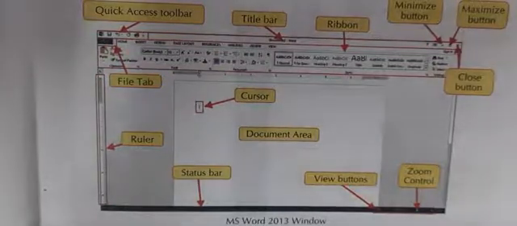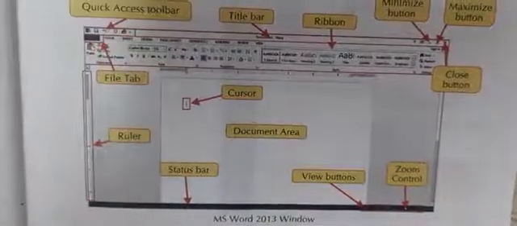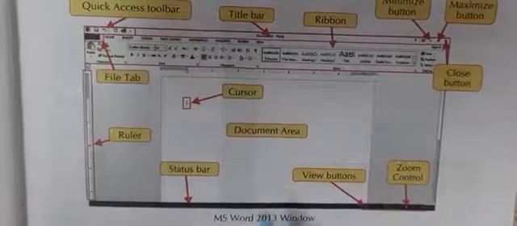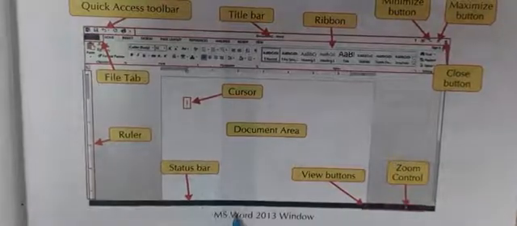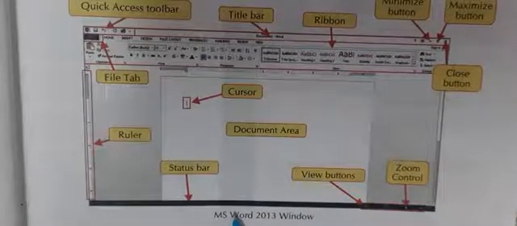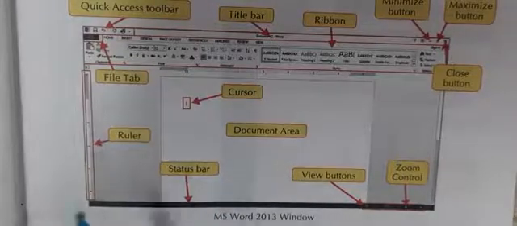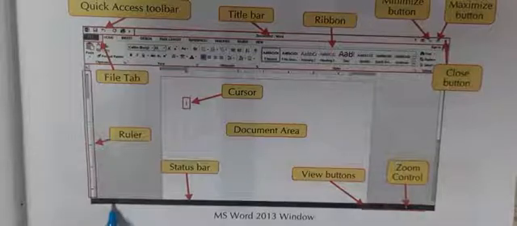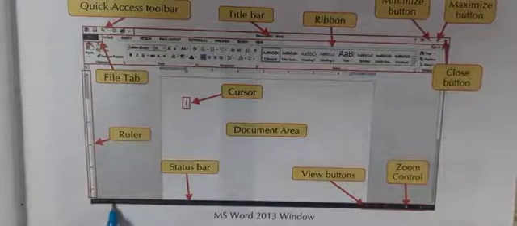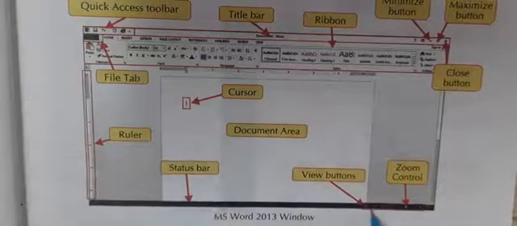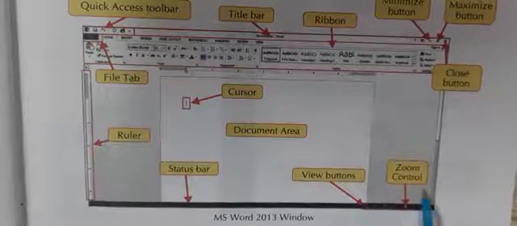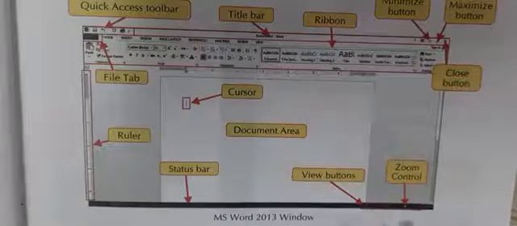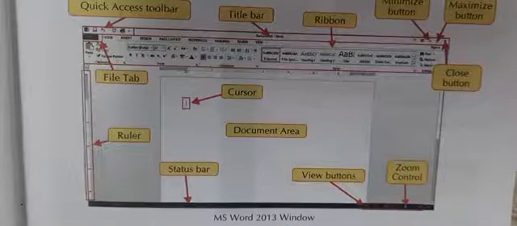Now the next part is the status bar. The status bar is present at the bottom of the Word window. It shows the current page number as well as the total pages in the document, and it also shows the view buttons, control buttons, and other status also.